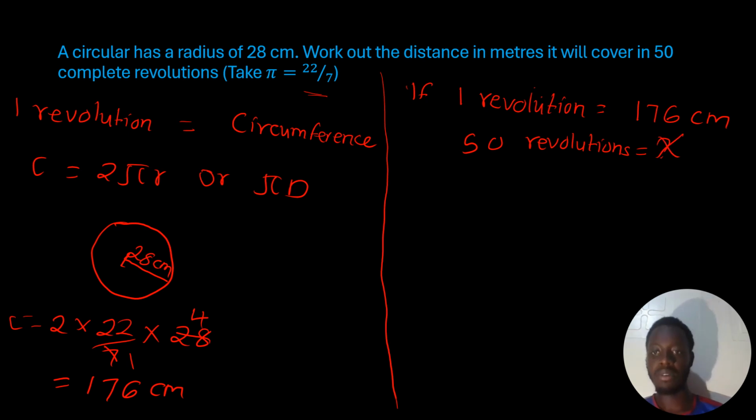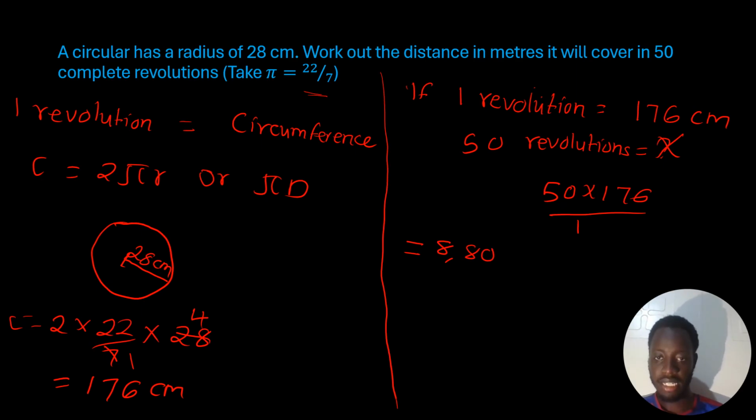So we cross multiply, so that is 50 times 176 over 1. So let's work this one out. So it is 50 times 176, so that is 8,800 centimeters. So this is the distance in centimeters that the wheel will cover in 50 revolutions.